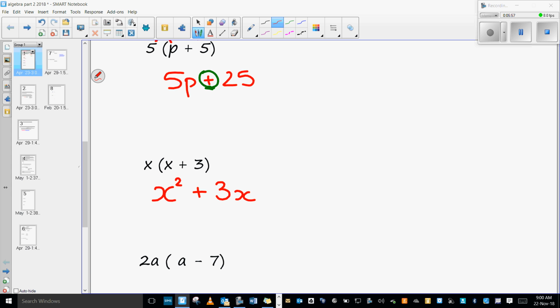Now notice I haven't been doing my little arches. You don't have to do them. If it helps you to remember to multiply both of the things, then you can do that. Otherwise, you can just write it as it is.